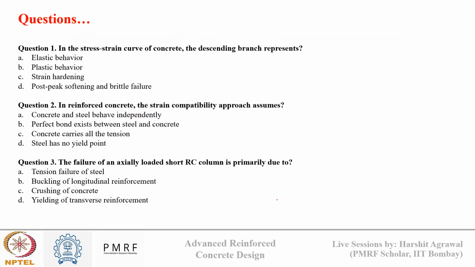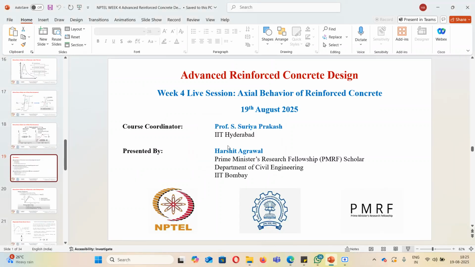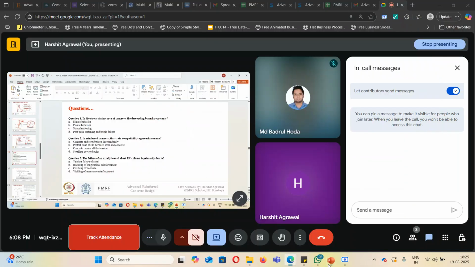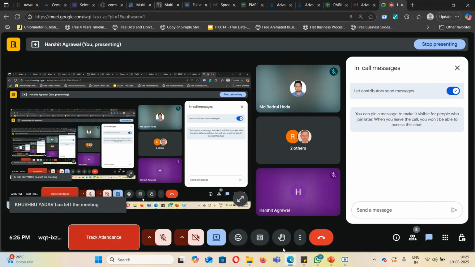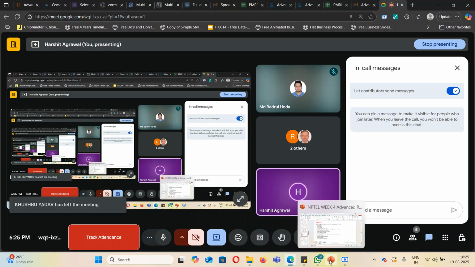Now, based on this basic theory about steel and concrete and how they respond to axial compression and tension, just try to answer these three simple questions. In the meantime, if you have any doubts, you can ask. I will keep myself mute for a couple of minutes so that you can answer the questions. Just type the answer in the chat box, whichever options you feel are right, and then we'll discuss.